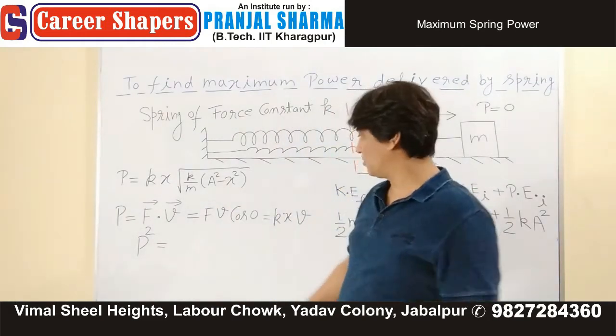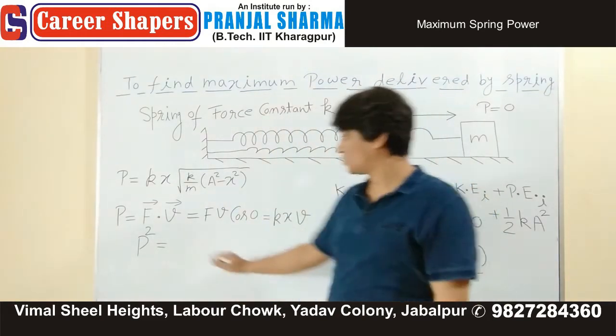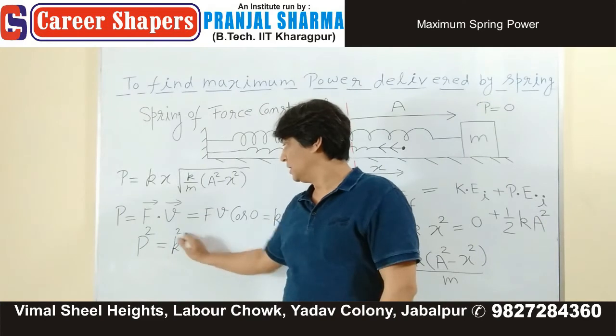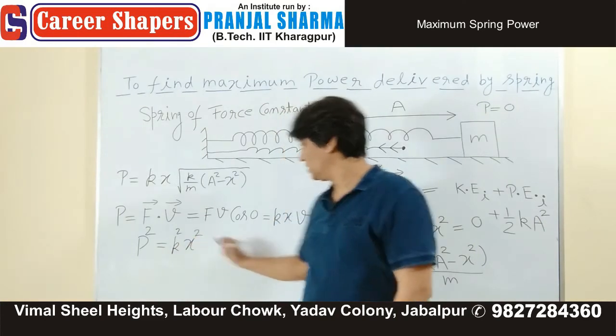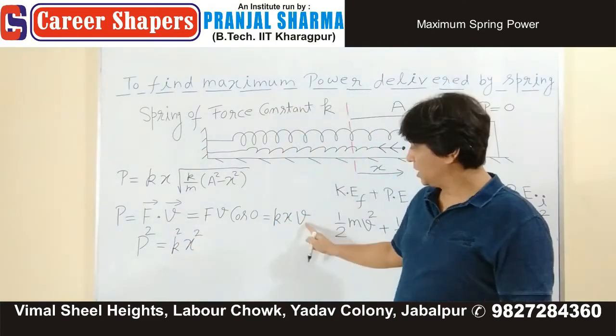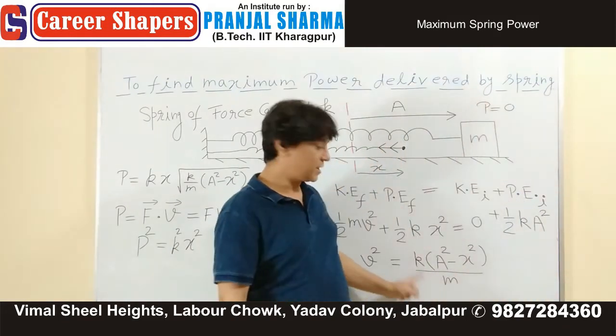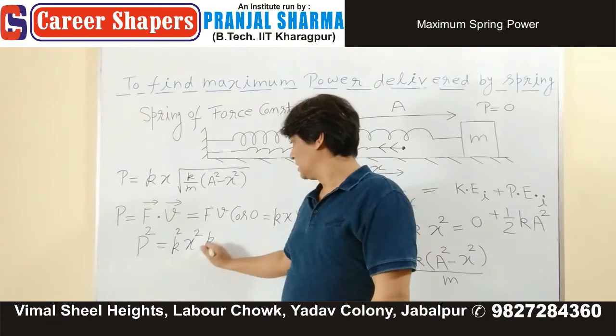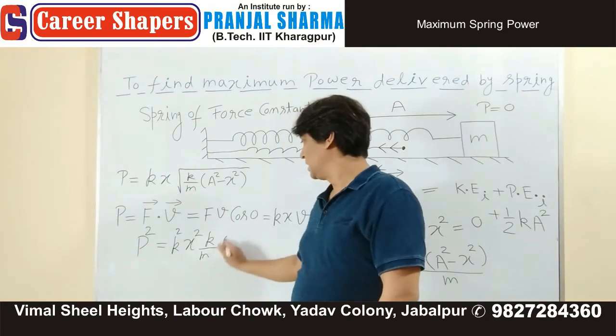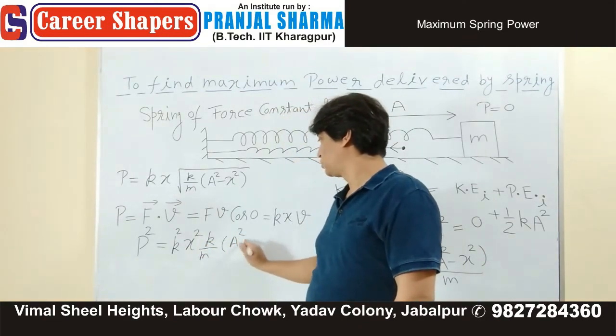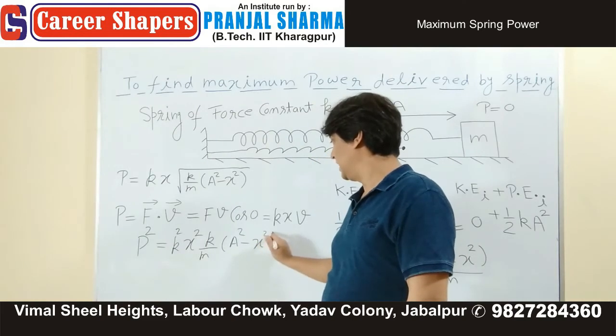So what is square of p? K square x square multiplied by v square. And what is v square? This is your v square, k by m a square minus x square.